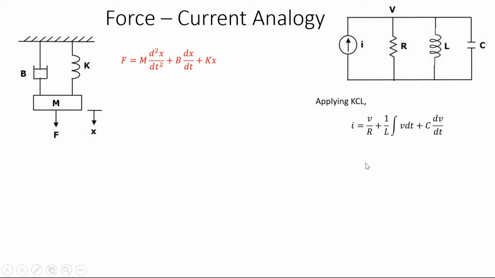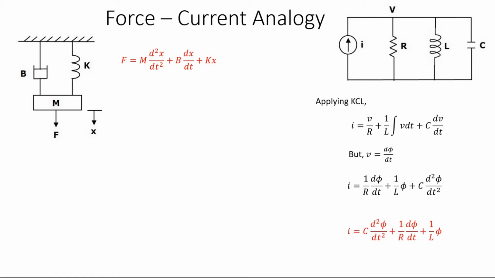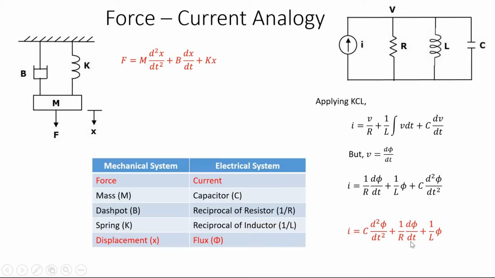Again, V is actually d phi by dt, where phi is the flux. So we can replace V. V becomes d phi by dt, so the first term is 1 by R d phi by dt. The integral V dt is the integral of d phi, that is phi. Then dV by dt becomes d square phi by dt square. So I is equal to C d square phi by dt square plus 1 by R d phi by dt plus 1 by L phi.